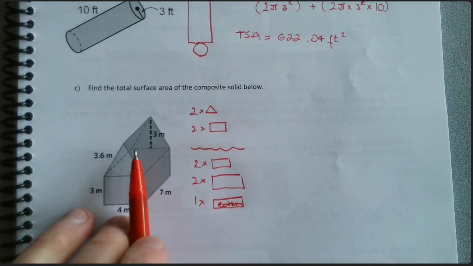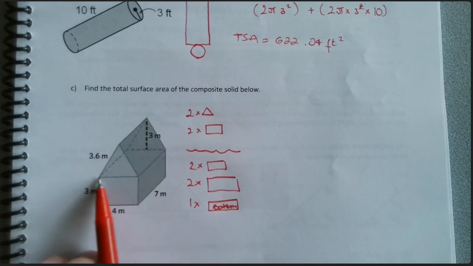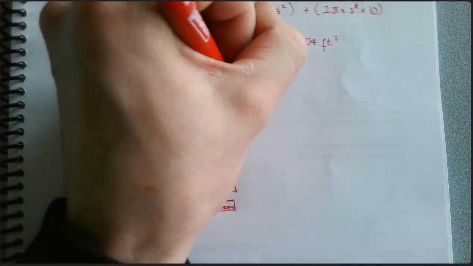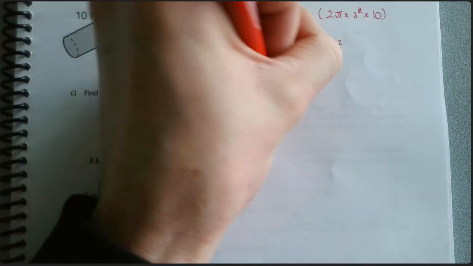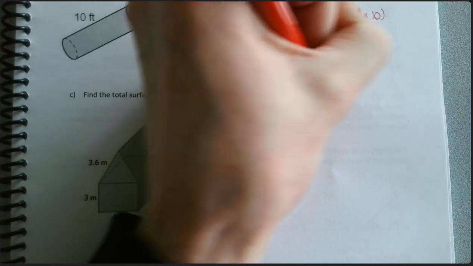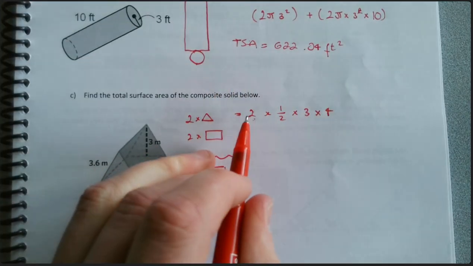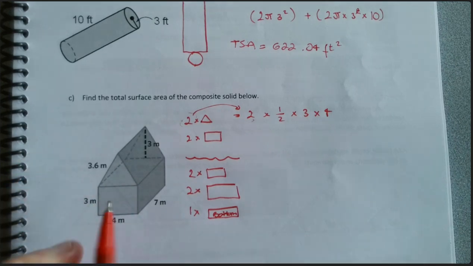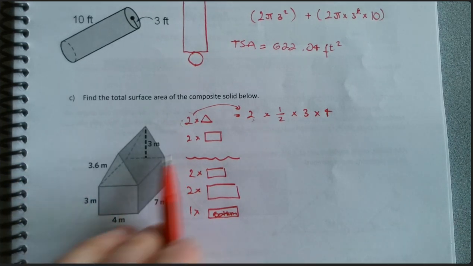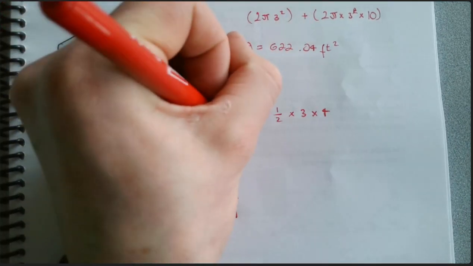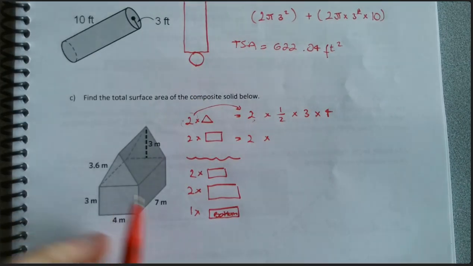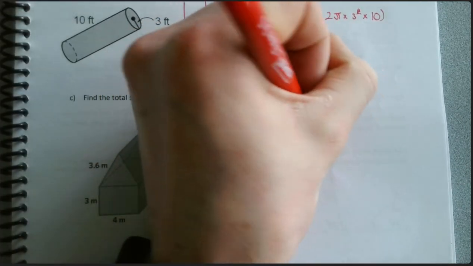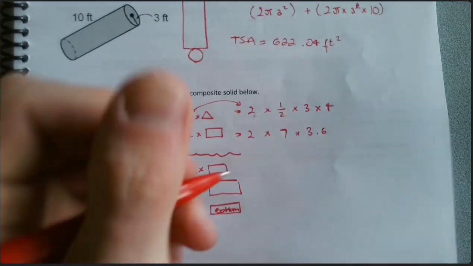Right, the 2 triangles, right? We've got the height of 3 and a width of 4, right? So that is going to be equal to 2 times our half times 3 times 4. Right, the 2 being because we've got that 2 there. The 2 side ones, we've got a length of 7, and this is a length of 3.6. So this we've got 2 times 7 times 3.6.